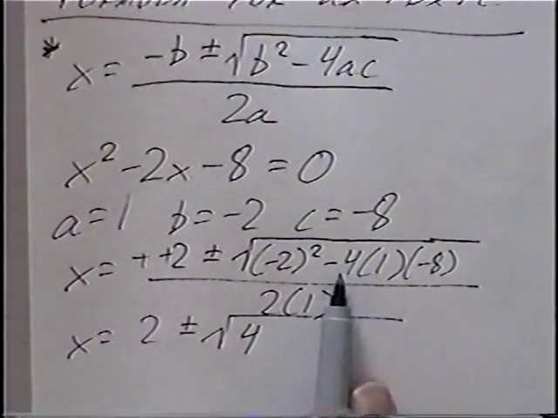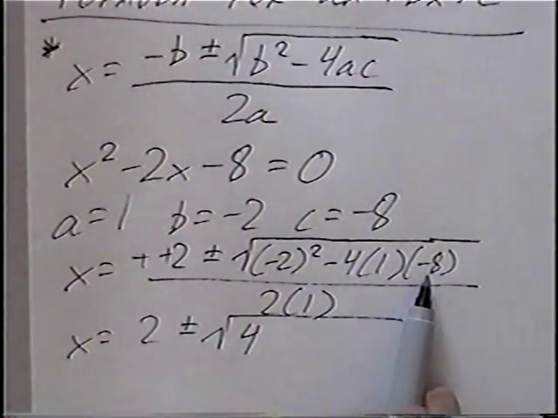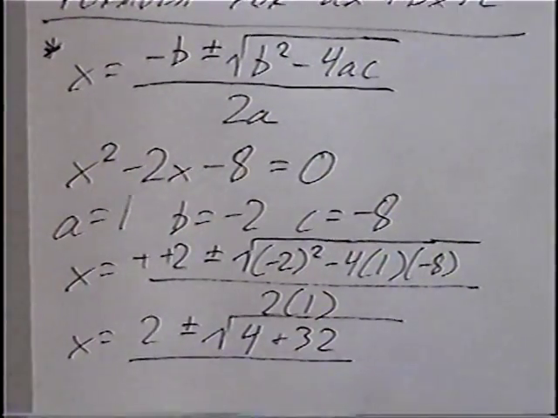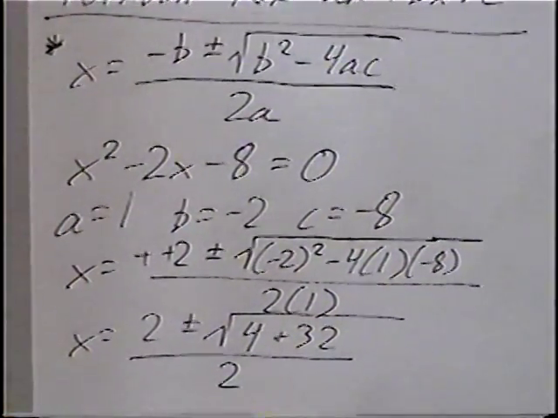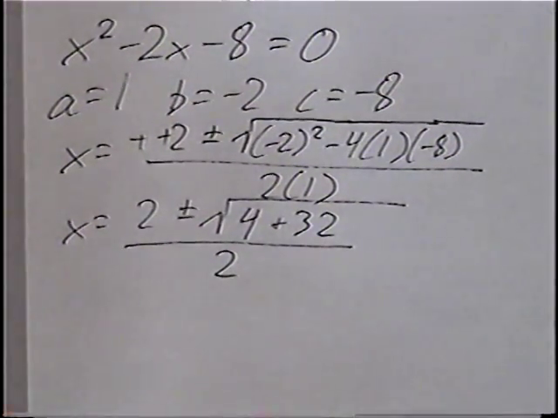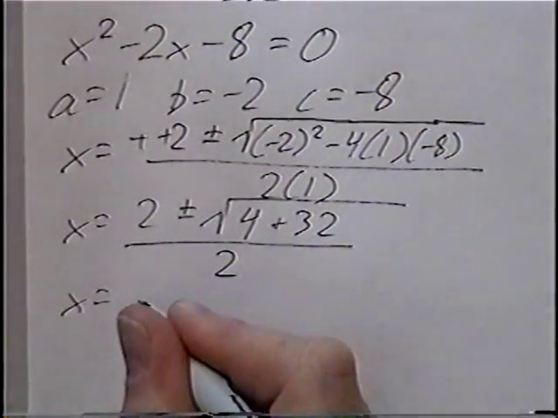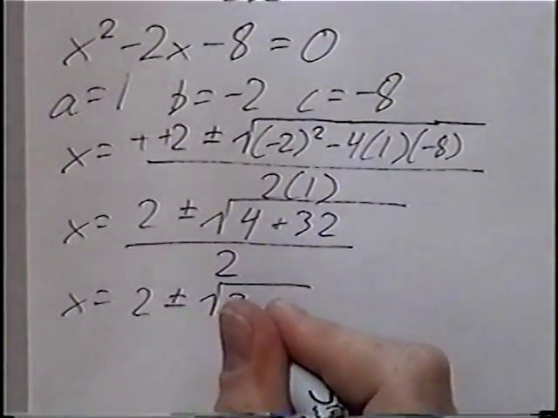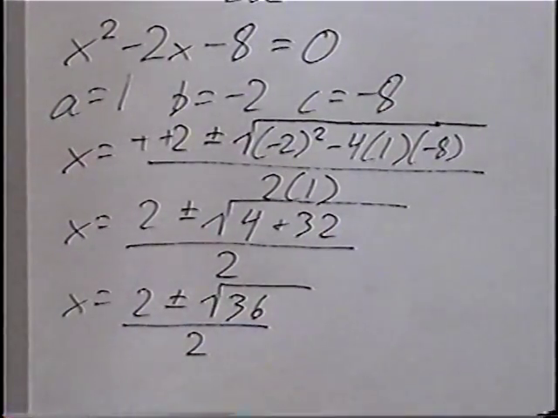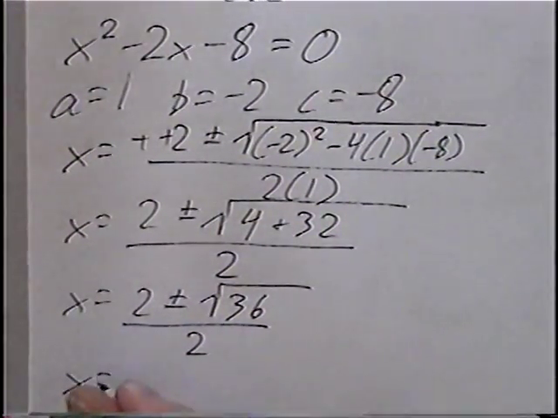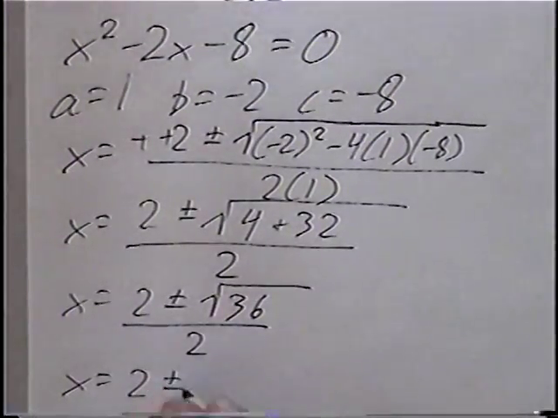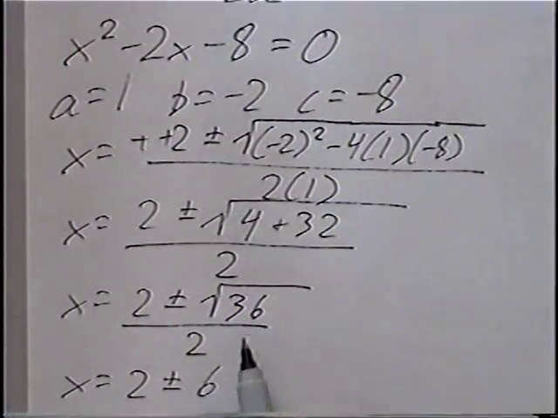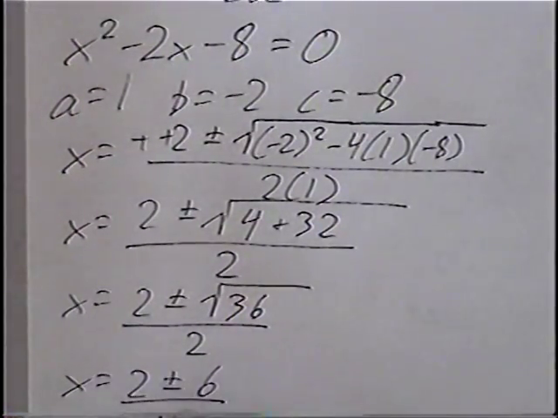-4 times 1 would be -4. And -4 times -8 would be +32. Divided by 2 times 1, which would be 2. Solving again, we'd have 2 plus or minus 4 plus 32 is 36, divided by 2. 2 plus or minus the square root or radical 36 would be 6, since 6 times 6 is 36, divided by 2.